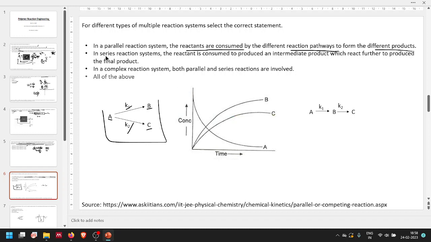Second statement we have is in series reaction systems. This reaction scheme right here shows you the series reaction system. The reactant is consumed to produce an intermediate product which reacts further to produce the final product. So it is evident here that A is getting consumed to form B, and then B converts to C. B is an intermediate product since it's the middle point from where onwards C is formed.